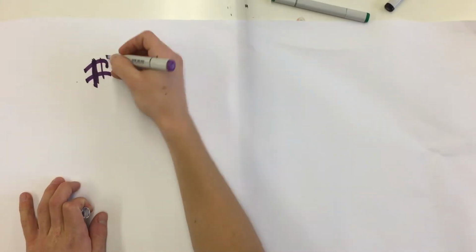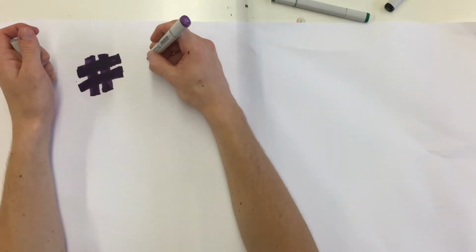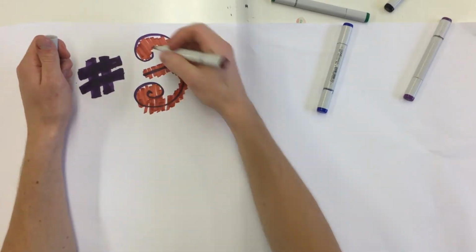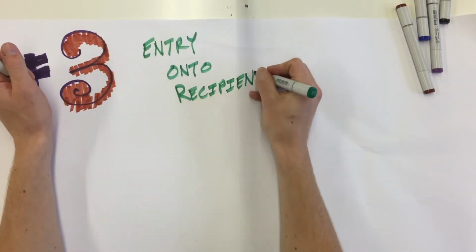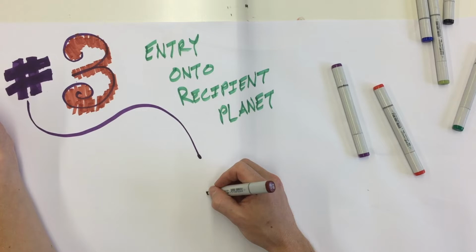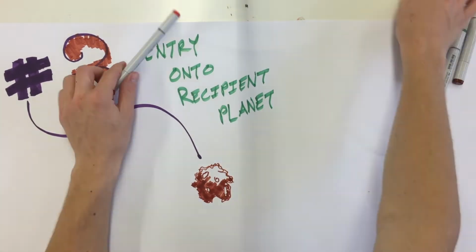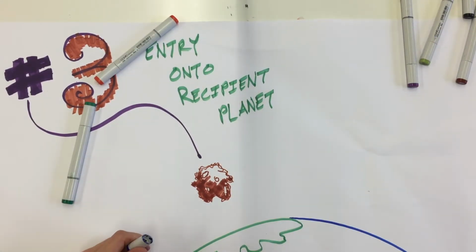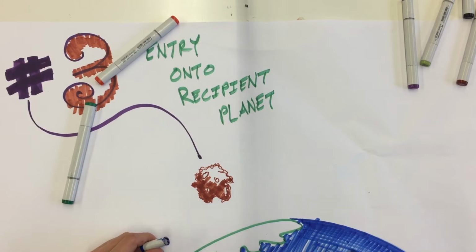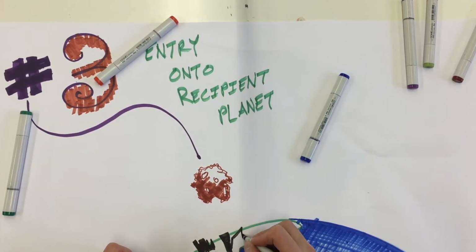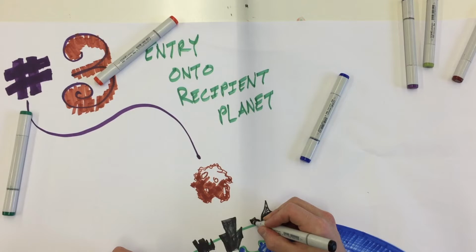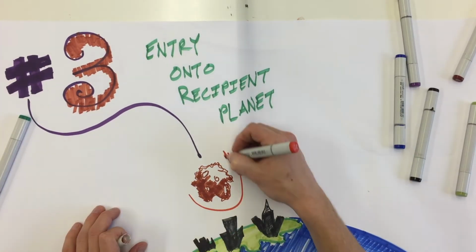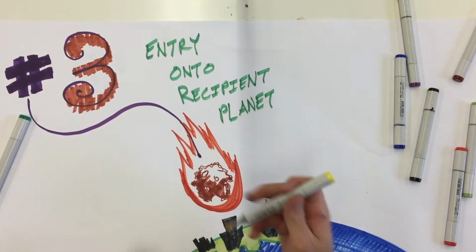Now, for number 3, we look at the entry onto the recipient planet. The major concerns involved in this are heating, if that planet has its own atmosphere, and also the impact. The material is going to have to hit the surface in some sort of way, and we want to test whether the living organisms could actually survive that type of heating and that type of impact into another host planet.